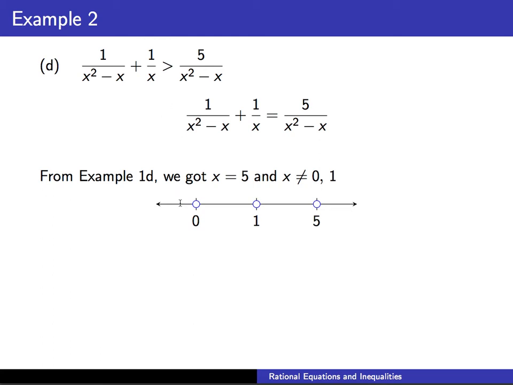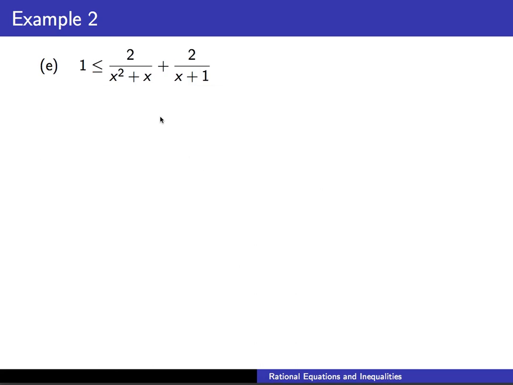So we have to test a number in our original inequality now: a number less than 0, a number between 0 and 1, a number between 1 and 5, and a number bigger than 5. When we do that, we'll find that numbers between 0 and 1 will work, and also numbers bigger than 5 will work as well. So as far as our answers are concerned, x is greater than 0 but less than 1, or x is greater than 5. Any number we pick in these shaded areas will make our original inequality true.